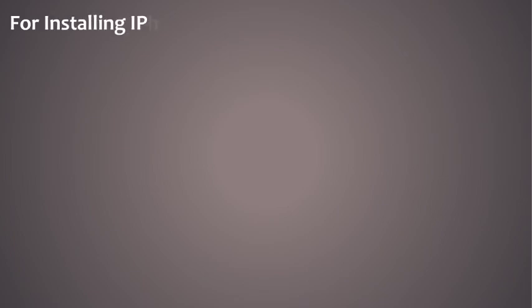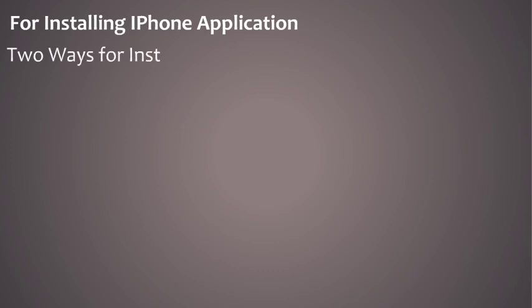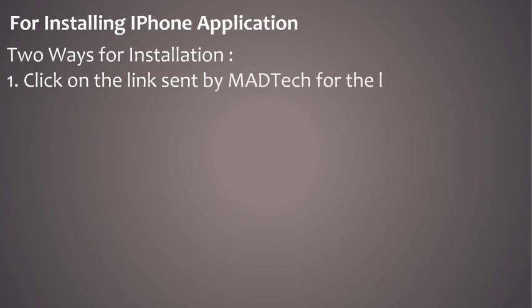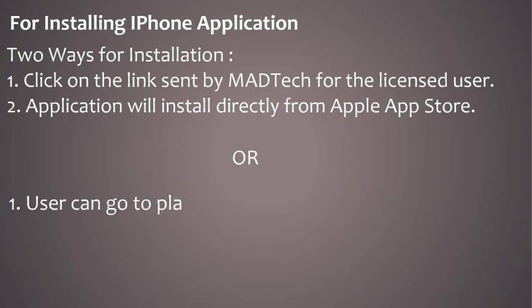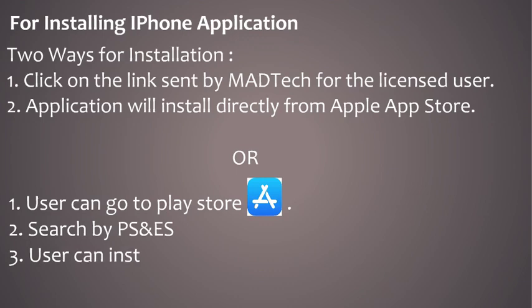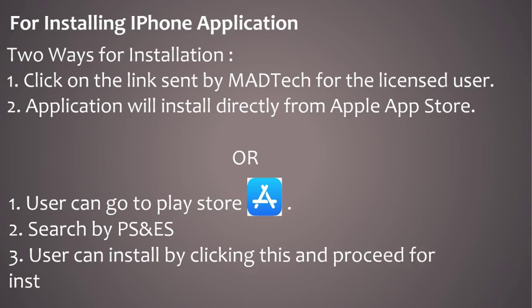For installing iPhone application, two ways for installation. First way is by clicking the link sent by MADTech for the licensed user, which takes to App Store for downloading directly. Or 1. User can go to Play Store. 2. Search by PS&ES. 3. User can install by clicking this and proceed for installation.